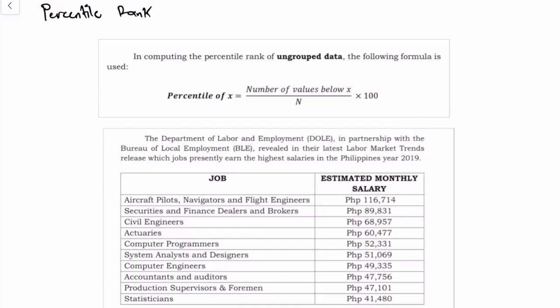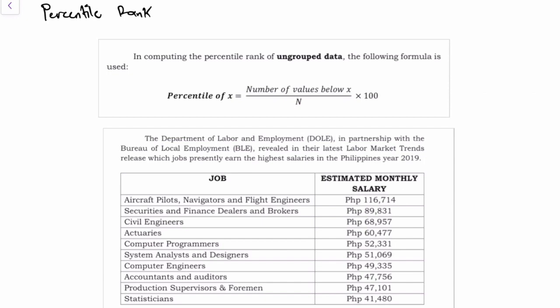In this video, I will be discussing percentile rank for ungrouped data and grouped data. Now, before we discuss how to compute for the percentile for each kind of data, let us define first what is a percentile rank. A percentile rank is typically defined as the proportion of scores in a distribution that a specific score is greater than or equal to.